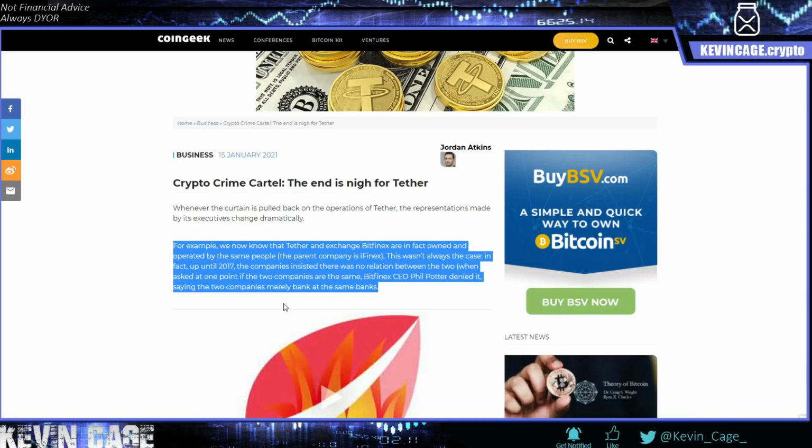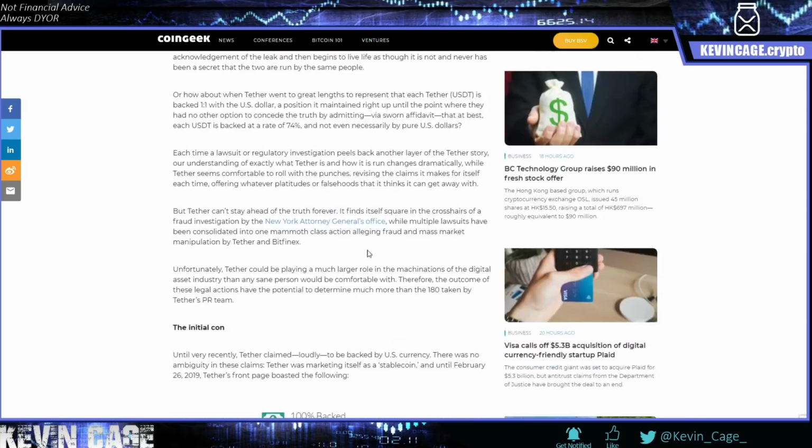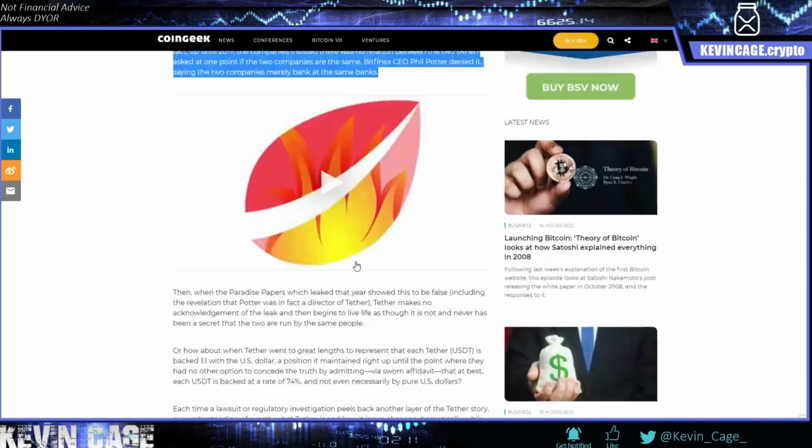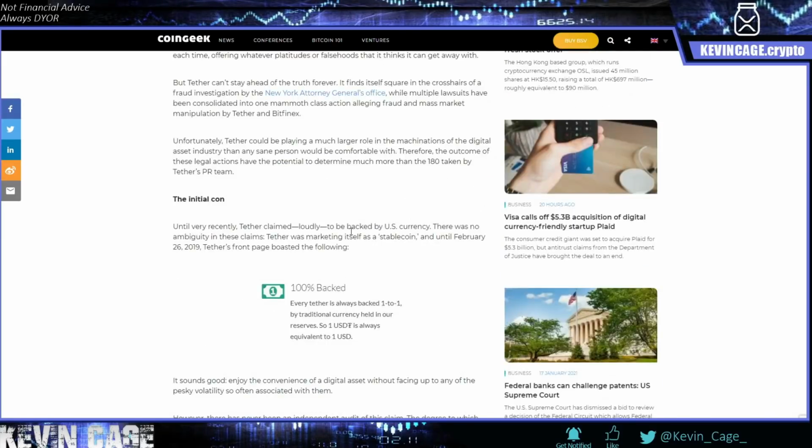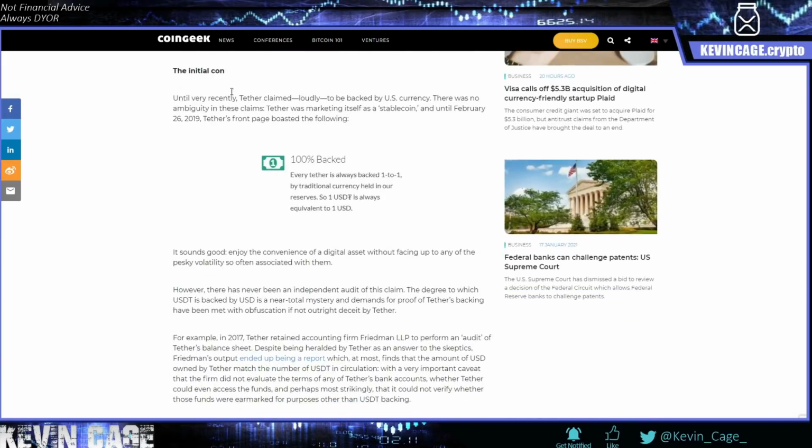When asked at one point if the two companies are the same, Bitfinex CEO Phil Potter denied it, saying the two companies merely bank at the same banks. Very interesting, guys. There's some terrifying facts or speculation in this as well. Keep in mind, the promise back in the day was Tether is 100% backed by the dollar, and now it's getting a little muddy. They're smart with their words, and yes, it is backed with crypto assets as well. So it makes you wonder.